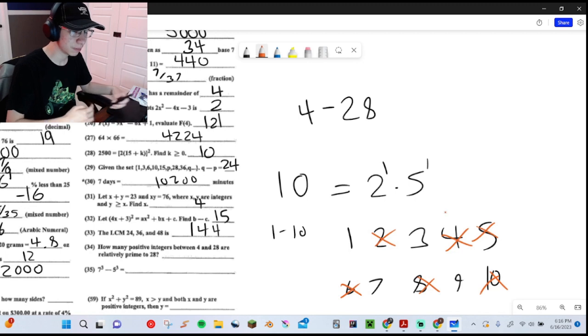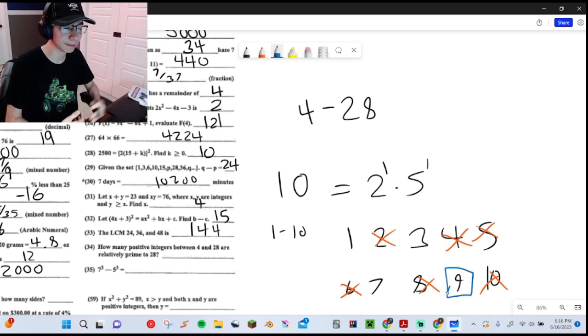And you see that we don't end up with just prime numbers or anything, because we have a 9. 9 is relatively prime to 10, and it's not prime. The reason it's relatively prime is because it's 3 squared. Those are its factors, and none of them are shared with the factors of 10. So 9 is relatively prime to 10.